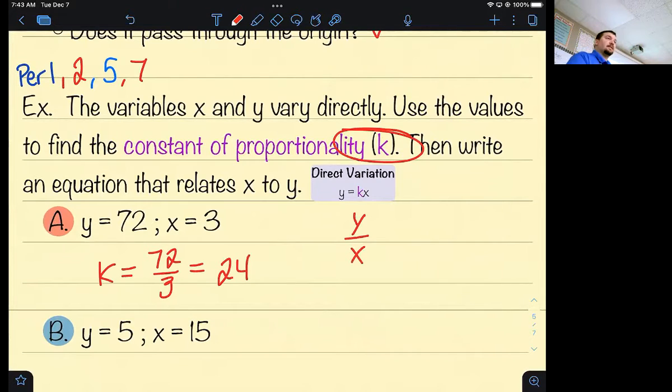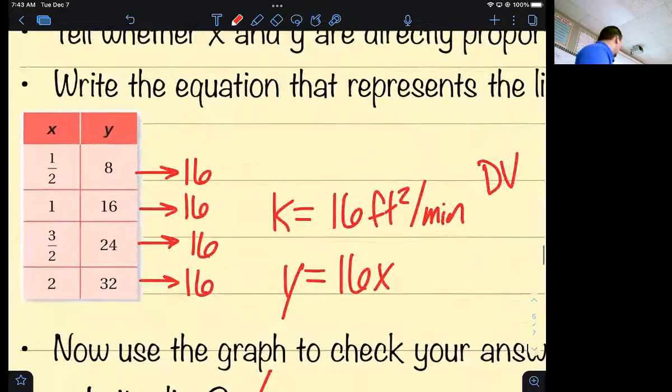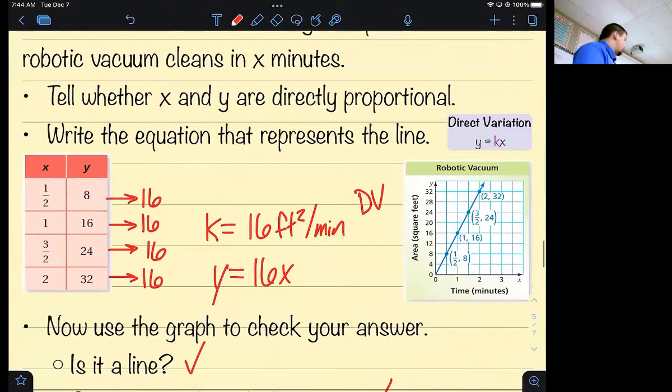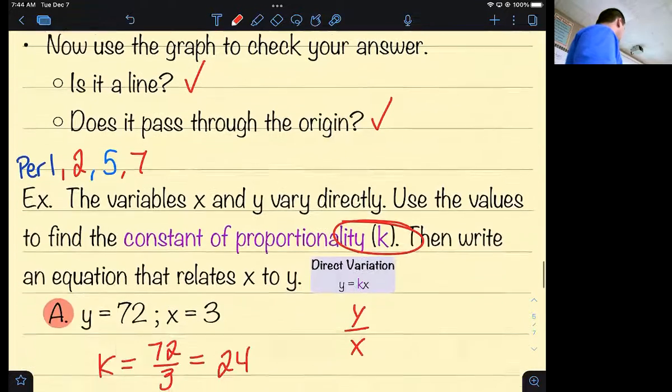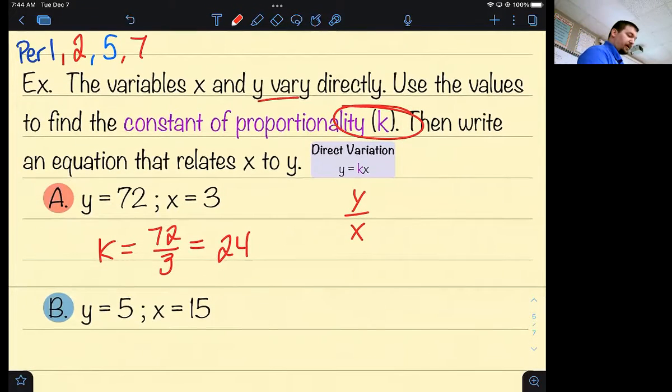You're doing the same thing, except instead of doing it 4 times, you're only doing it once. Because I don't need you to prove to me that it's the same. That's why we did it 4 times. I needed to see if it was the same every time. Here, I don't need to do it 4 times because the instructions already say that they vary directly. It's going to be a direct variation. So I only need to check once. Our k value is 24. And if our k value is 24, our direct variation equation is going to be y equals 24x. So I think it's an easier problem because you only have to do the division once instead of 4 times.